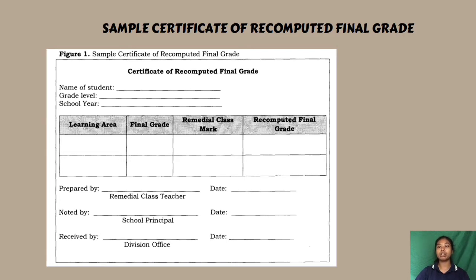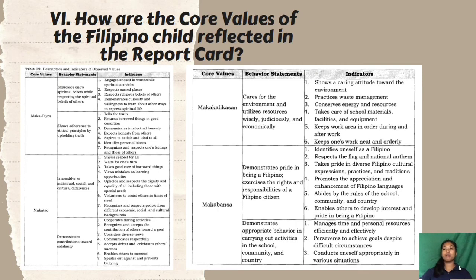The learner can enroll in the next grade level for grades 1 to 10 and in the next semester for grades 11 to 12 upon presentation of the certificate of recomputed final grade. This certificate can be verified in the division offices as needed. So now let us proceed to the number 6.